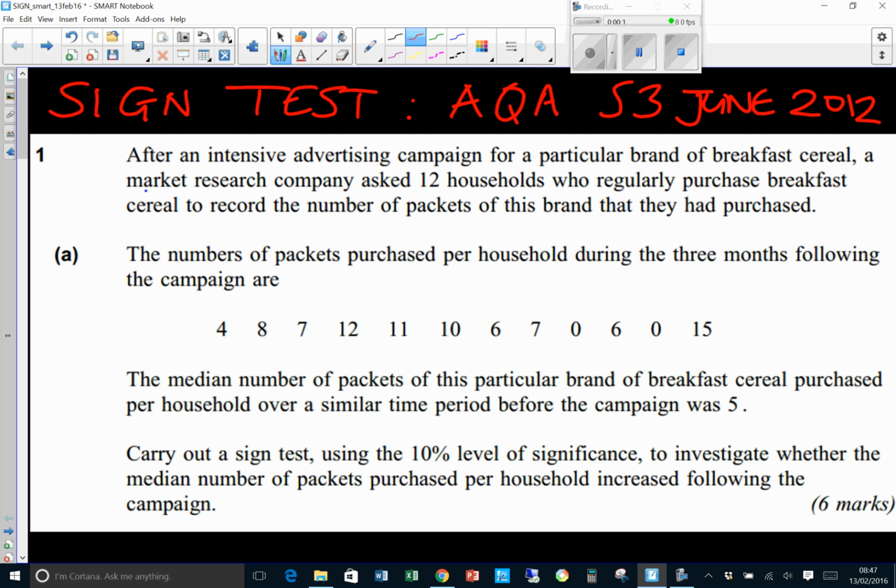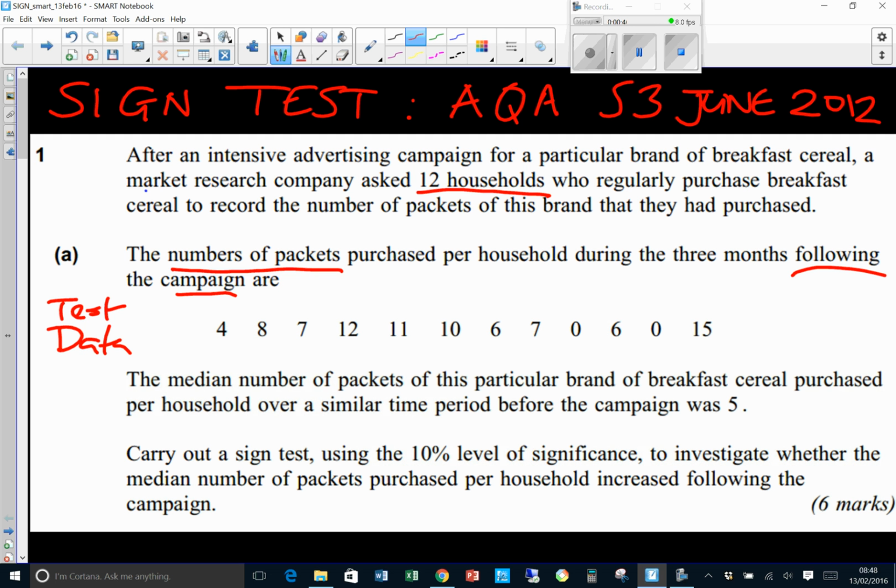First paragraph. After an intensive advertising campaign for a particular brand of breakfast cereal, a market research company asked 12 households who regularly purchase cereal to record the number of packets of this brand that they purchased. Then set out below the number of packets purchased per household during the 3 months following the campaign. And here we have our test data, which is the list of information that they got.